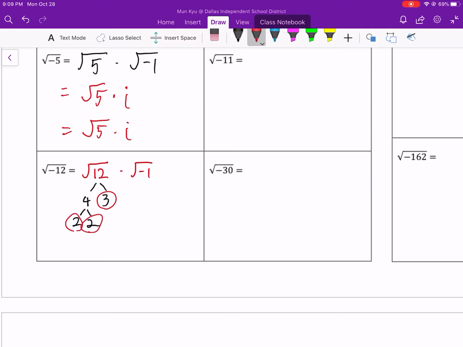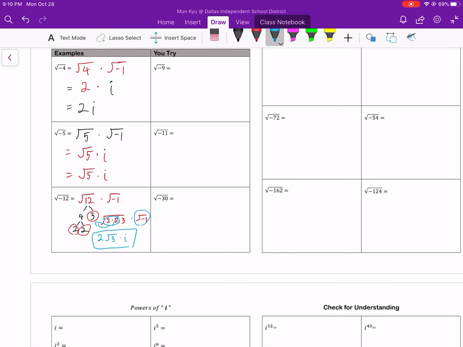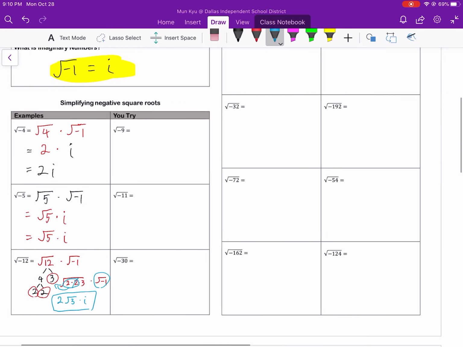So here, those are my prime numbers. So this one can be rewritten as 2 times 2 times 3 and the square root of -1. And again, we have one pair here, so they can go outside and one cancels out. So 2 square root of 3 times, again, this one is going to be i. So this is the basic concept of simplifying imaginary numbers.